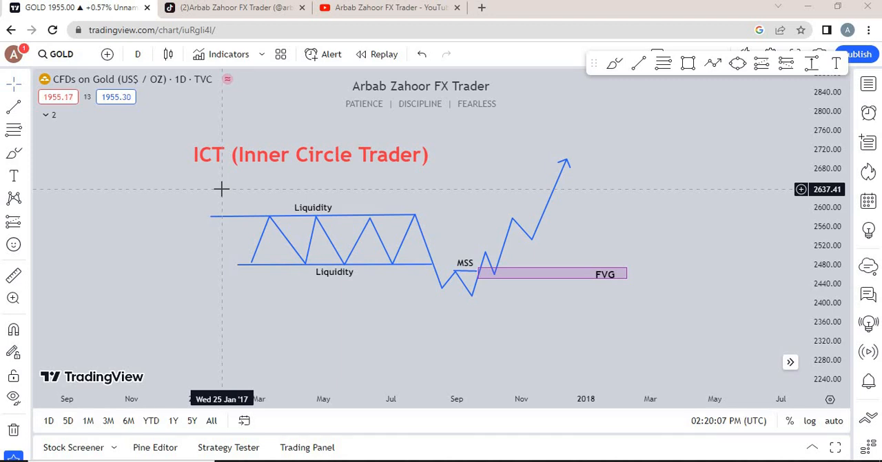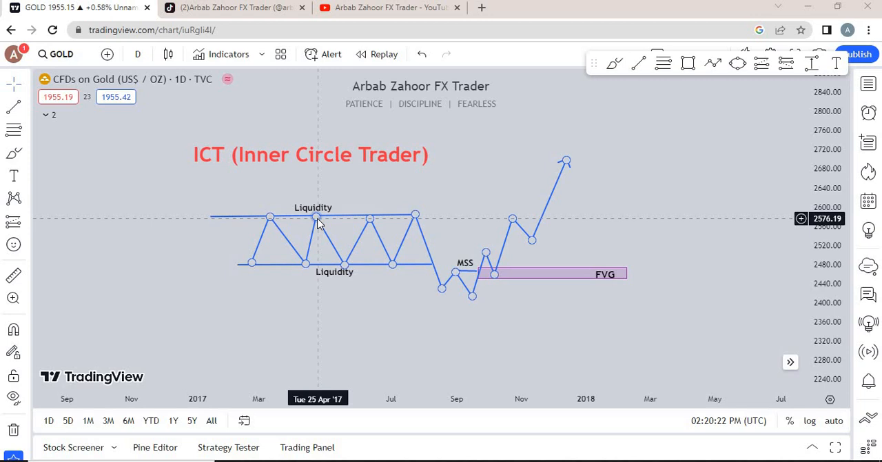So basically, what is the ICT concept? The ICT methodology consists of some key concepts that every trader must know in order to take advantage of trading in this style. The first thing is called liquidity. So what is liquidity? Liquidity is the first and arguably the most important concept within the ICT trading methodology. You have to find the liquidity to find the target.